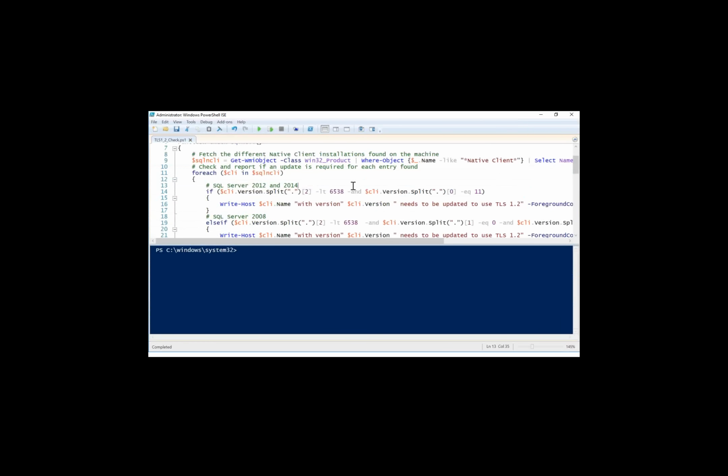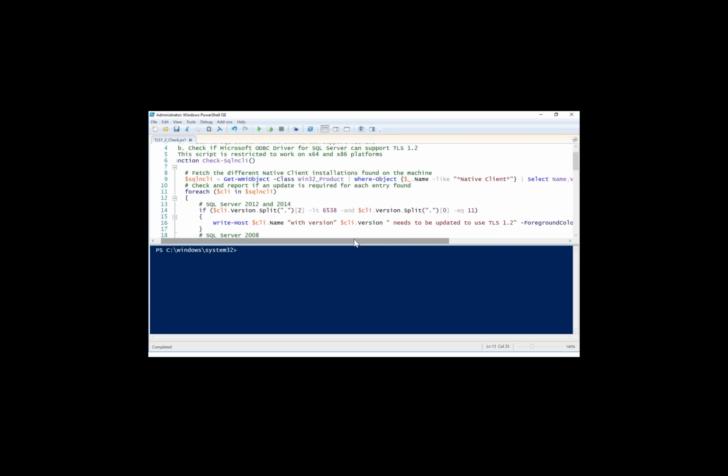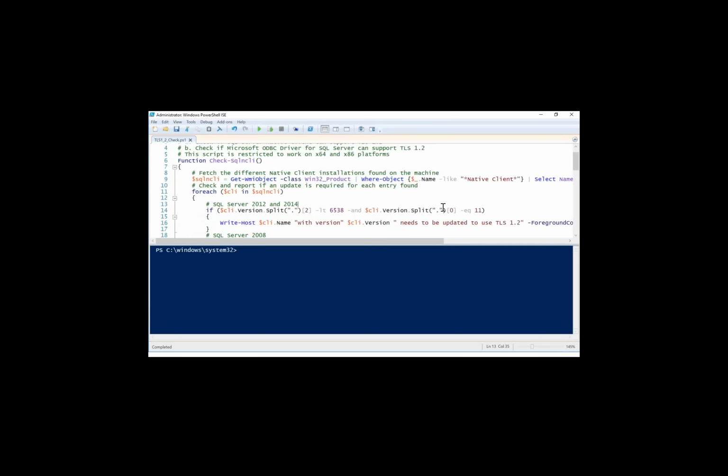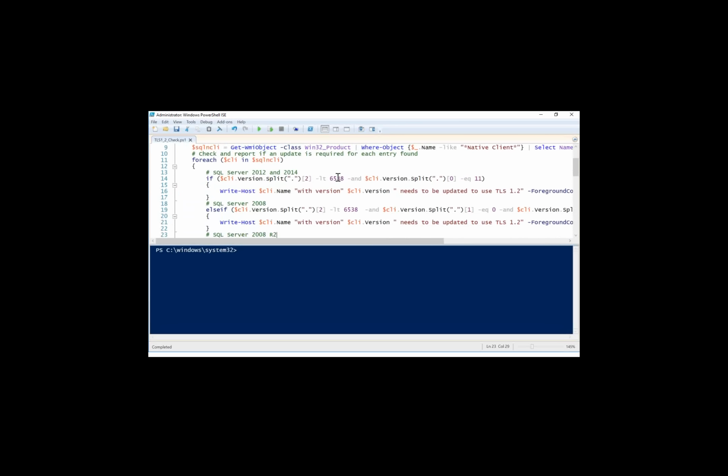So what you see on your screen right now is essentially two checks. First, the native client check. What I'm doing is using win32_product. I'm searching for native client, and I'm picking the name and the version. Depending on the version that I find, for example, the first version that I look for is 2012 and 2014. So I look for 6538, which is the driver version that first started supporting TLS 1.2.